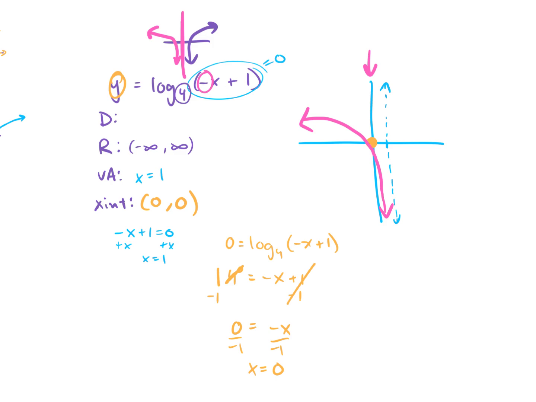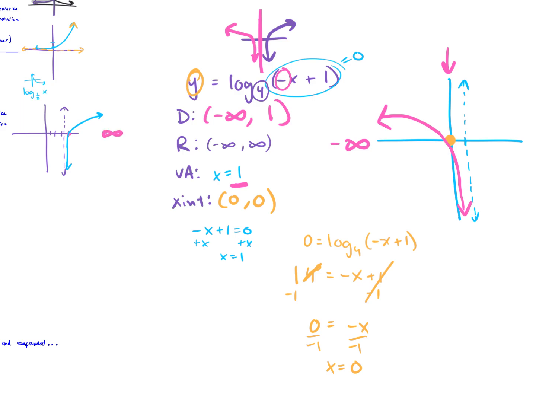Now for our domain, let's think about it. What would our domain be? Awesome. Negative infinity to 1. Perfect. It's always going to repeat the number from your vertical asymptote, but here since our graph is going out to the left, it's going out to negative infinity. Before, our graph was going out to infinity, so we had to start with the number, then go to infinity. Here, we're going to negative infinity, so you always start with a smaller number, so negative infinity to 1.